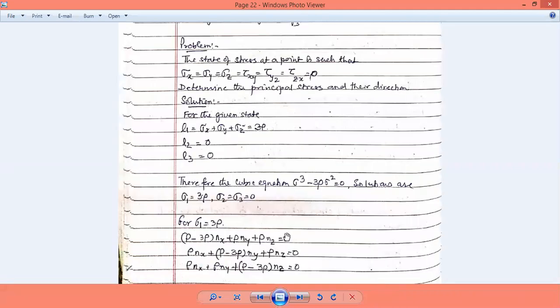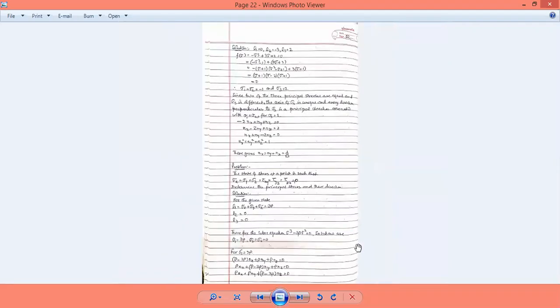Now, if we put the value of sigma 1, sigma 1 is equal to 3 rho, then this equation will be rho minus 3 rho minus 0. Here it is all rho, because we know this is given like this, and with 3 rho, that equation will take this particular form.